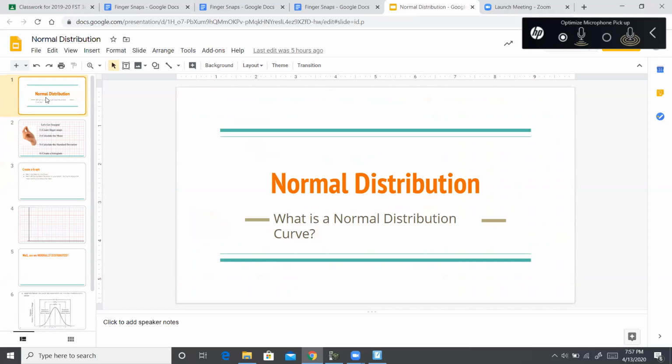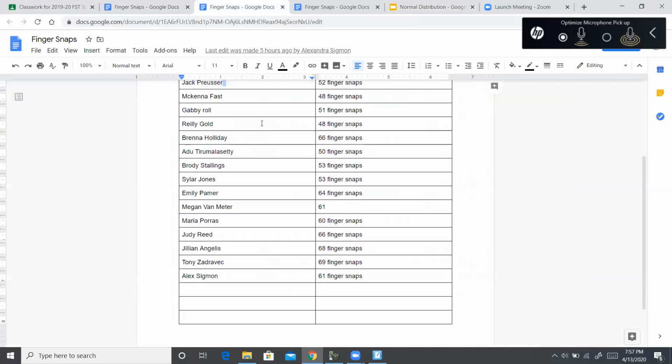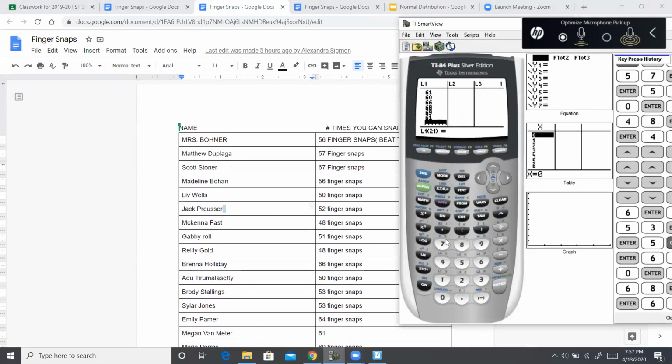What is a normal distribution curve? So I asked you to submit your finger snaps, and what we're going to do is take that data you came up with and put it right in our graphing calculators. So if you want to get your calculator out and start typing those numbers in. I already did mine ahead of time to try to save us some time.